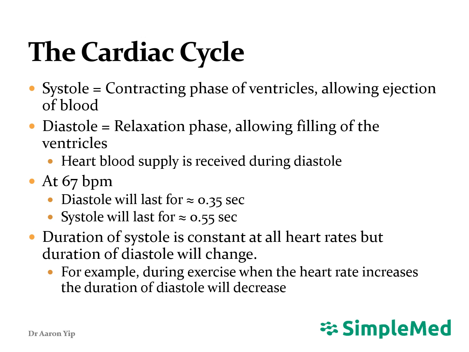At around 67 beats per minute, diastole will last around 35 milliseconds, and systole will last around 55 milliseconds, totaling around 0.9 seconds per heartbeat. Duration of systole is constant at all heart rates. Instead, the duration of diastole will change to meet the requirements. For example, during exercise, when the heart rate increases, the duration of diastole will decrease.